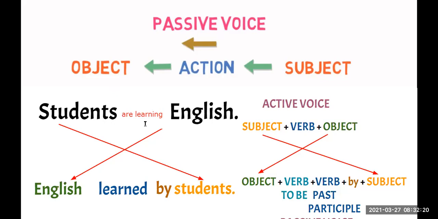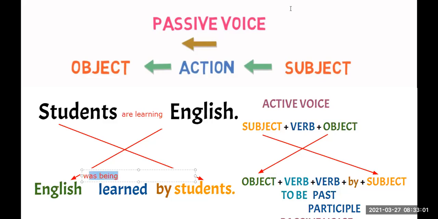So why have? Remember that we use have only in the perfect tenses, right? This is not a perfect tense. English is being learned. Ok, tenemos el presente continuo del verbo to be. Ok, tenemos un verbo to be y un verbo con ing. Is being learned. Ok, si fuera en pasado, was being learned.